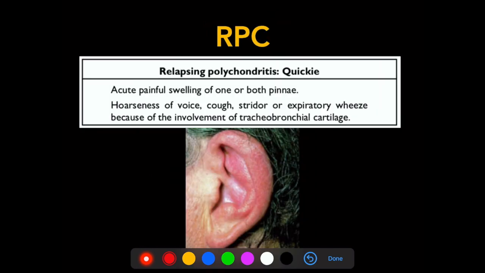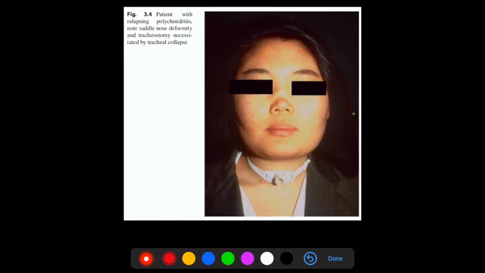With relapsing polychondritis, the patient will often present with an acute painful swelling of the pinna. So there's going to be a polychondritis, there's going to be inflammation of the cartilage. One cartilage is going to be the pinna or the earlobe. The other cartilage is the tracheobronchial cartilage, which is life-threatening because it can cause asphyxia. Like in this patient with RPC, the patient underwent tracheostomy because of the tracheal collapse. And also there's nasal cartilage destruction causing this classic saddle nose deformity.